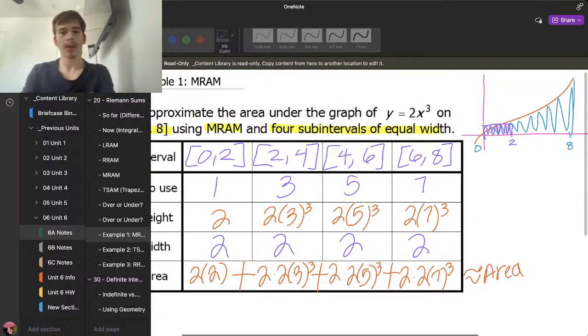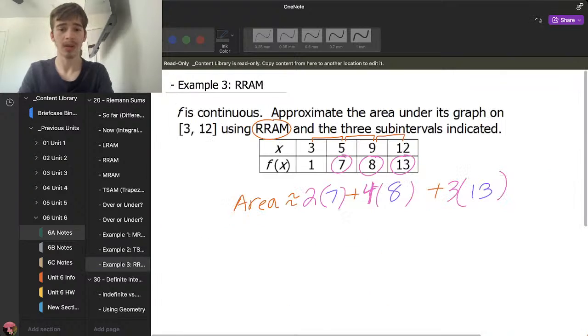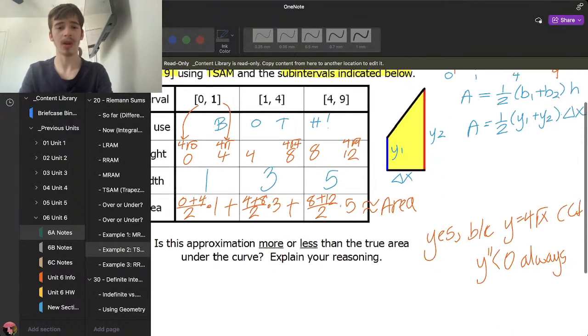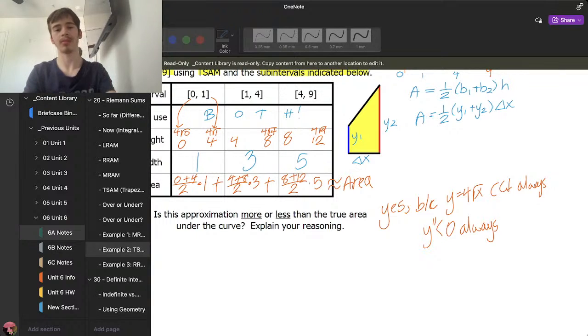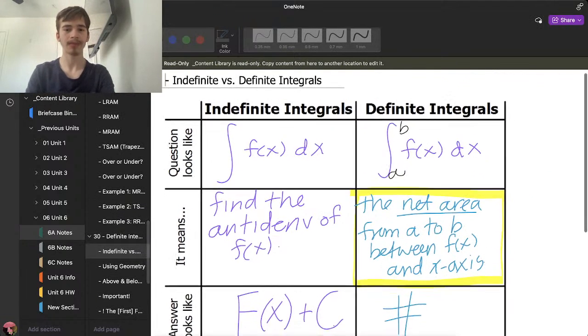Okay. Here's how you would set up a table. You don't really need to. It's kind of easy to do these approximations, except for trapezoid: add up the two heights, average them, multiply by your width, and add all the trapezoids.